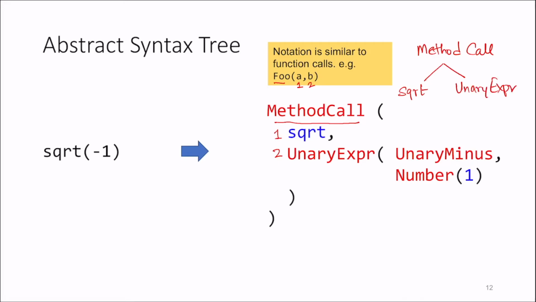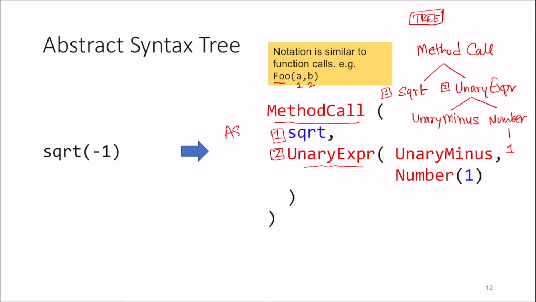So notice that I have 1 and 2. There are two children that correspond to this 1 and this 2, right? The square root has no further children. That's a leaf node. A unary expression here has two children or two arguments, using the function unary minus and a number, and then a number has one child, which is the constant 1. So you can either draw it as a tree like this, but what we'll be using is a more conventional way of writing, which is this AST format that's shown over here, right? So that's what an abstract syntax tree looks like.